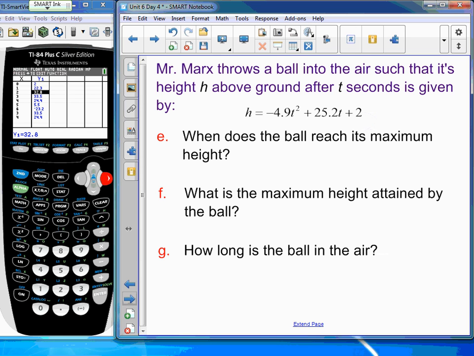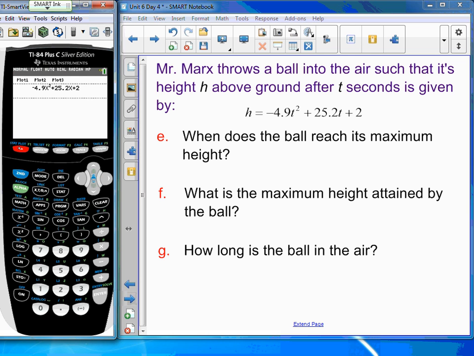If I adjust my window, I can determine a good window by considering the problem. So it looks like my original function, y equals negative 4.9 t squared plus 25.2 t plus 2, right? I'm going to say, if Mr. Marks threw a ball into the air, a good window to start at might be 0 to 6. And if I need to adjust it, 0 to 6 seconds, I certainly can.